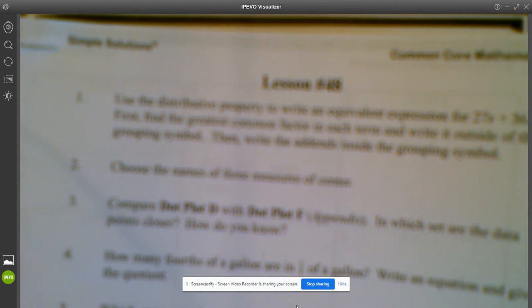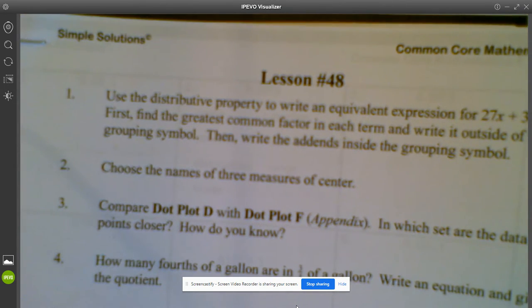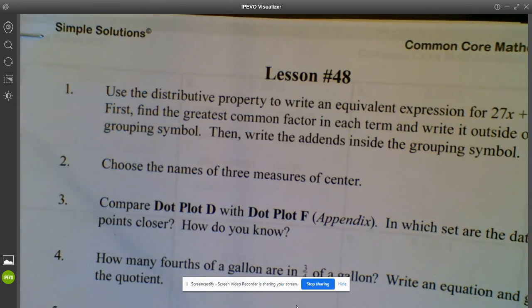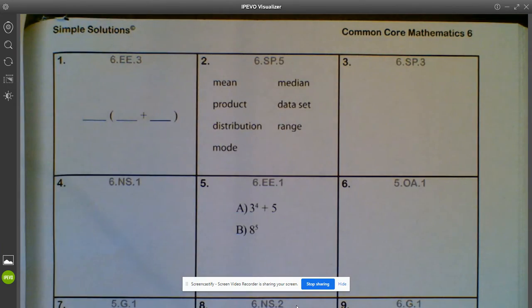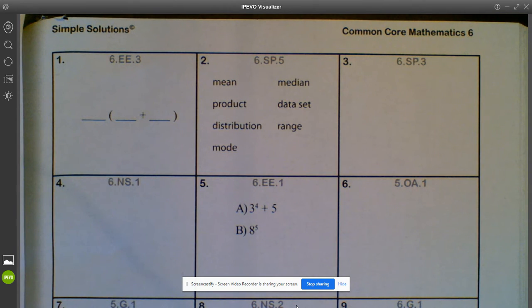So you should have already attempted to do those on your own, and now we're going to go over them together, just like we normally would do at school. So let's look at the first question. It says, use the distributive property to write an equivalent expression for 27x plus 36. First, find the greatest common factor, write it outside the grouping symbols, then write the add-ins inside the grouping symbols.